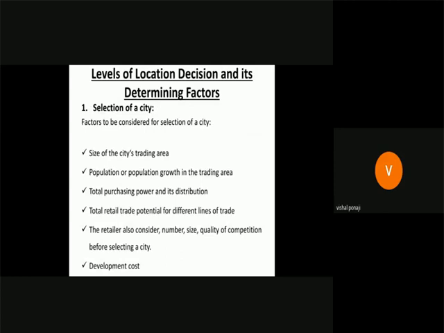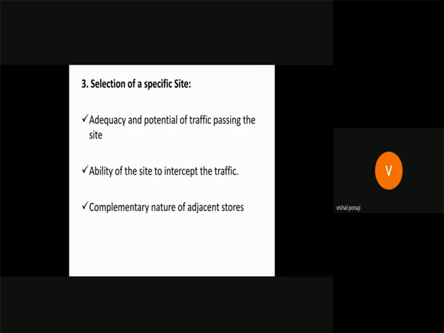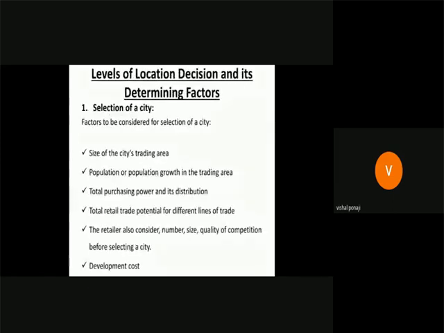Okay, there are certain levels of location decisions and also certain determining factors related to them. There are three things: selection of a city, then within the city selection of an area, and once you have selected an area, a certain specific site. Okay, these three things play a very important role.